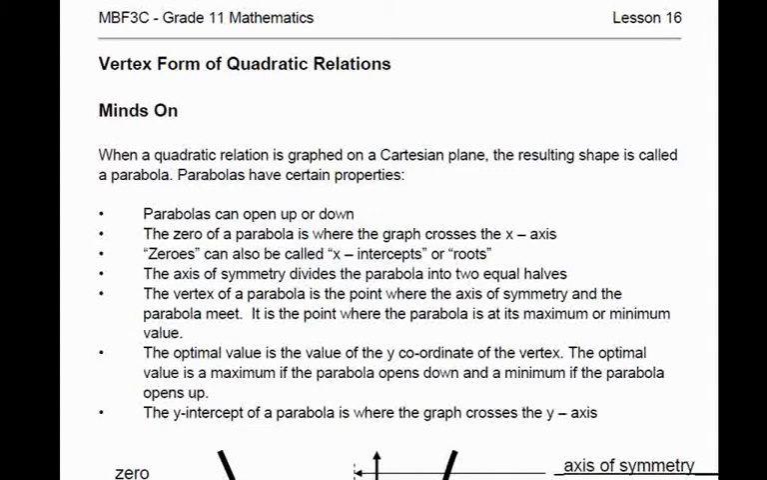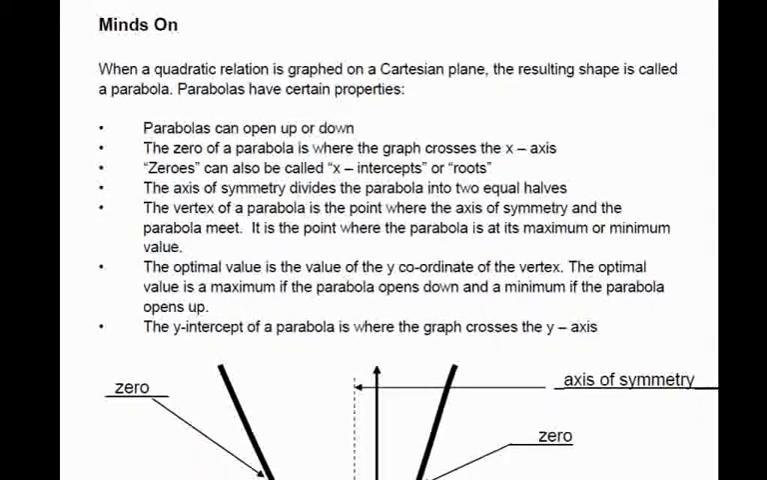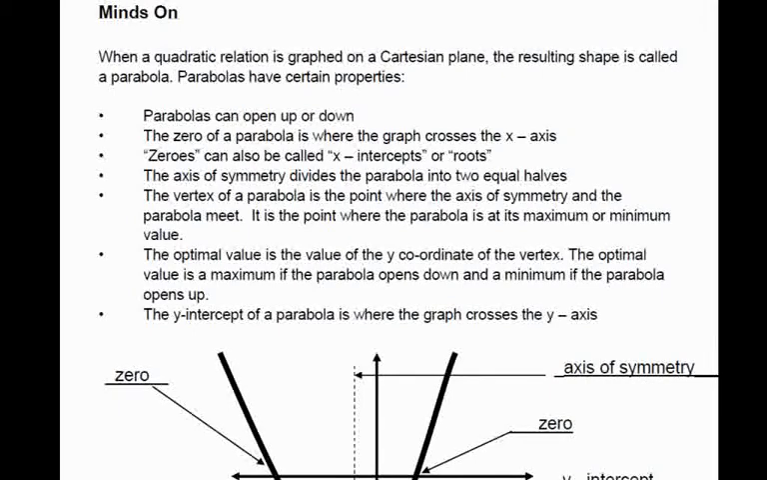And just before we get into talking about the vertex form, the Minds On section for this lesson talks about just a general look of a parabola and what a parabola is. So whenever we graph a quadratic relation, you're going to get a shape that looks like a U that we call a parabola. And these parabolas have certain properties.